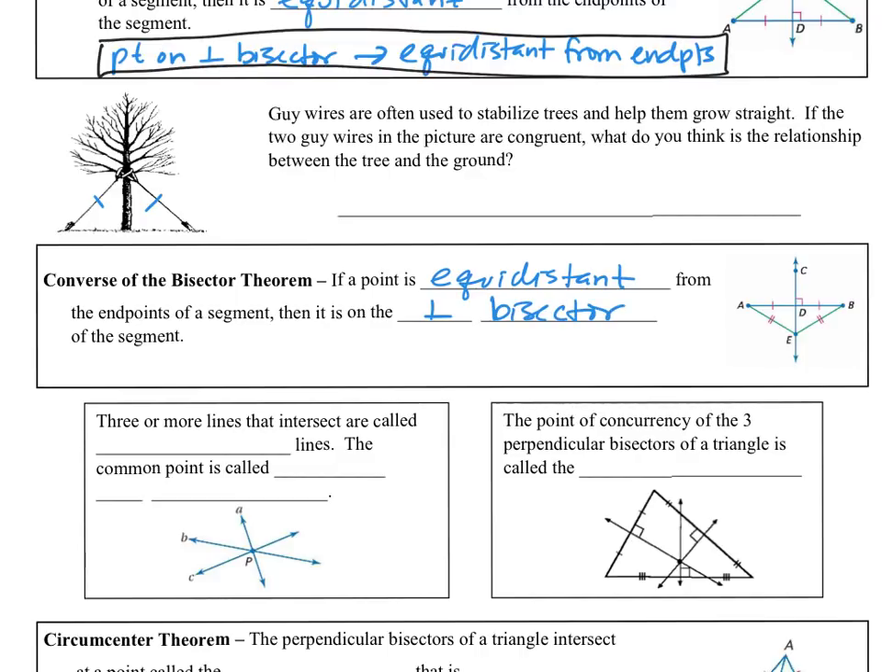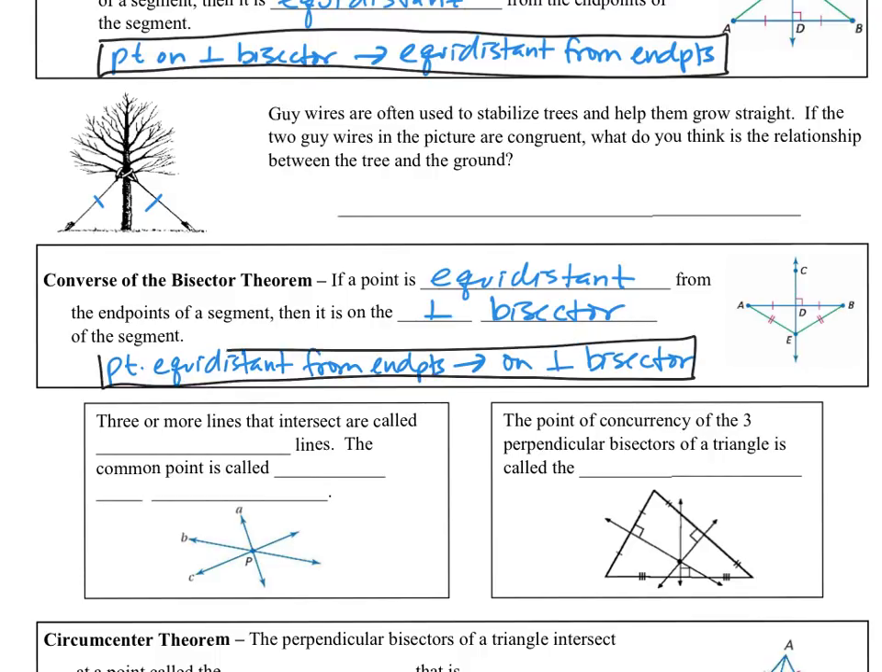So you can see over here on this diagram, look at point E. See these tick marks? That tells you that point E is equidistant from these two endpoints A and B. Therefore, we can conclude that E is on the perpendicular bisector of segment AB. So again, this is a wordy long theorem, so this is how we'll write that theorem in shorthand. We'll say if a point is equidistant from endpoints, then we can conclude that it is on the perpendicular bisector of that segment. Okay, so that'll be a shorter way to write that converse of the bisector theorem.